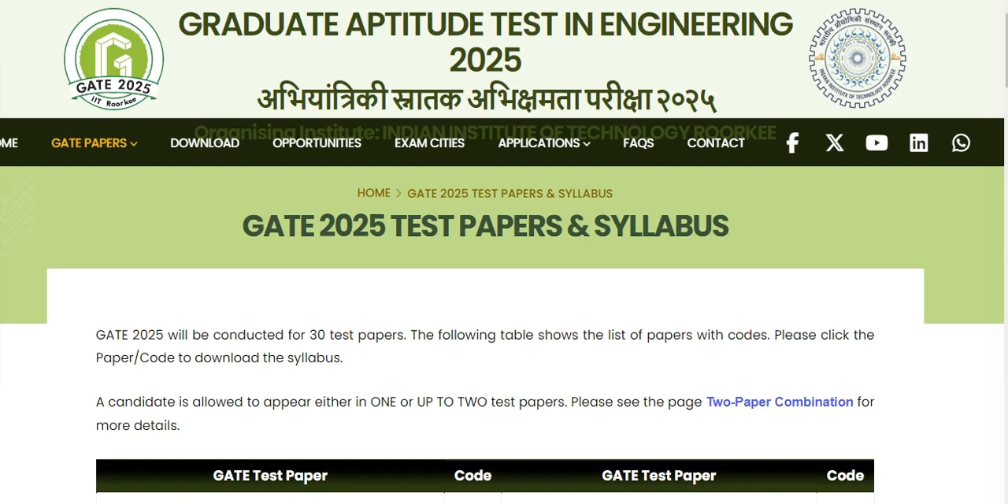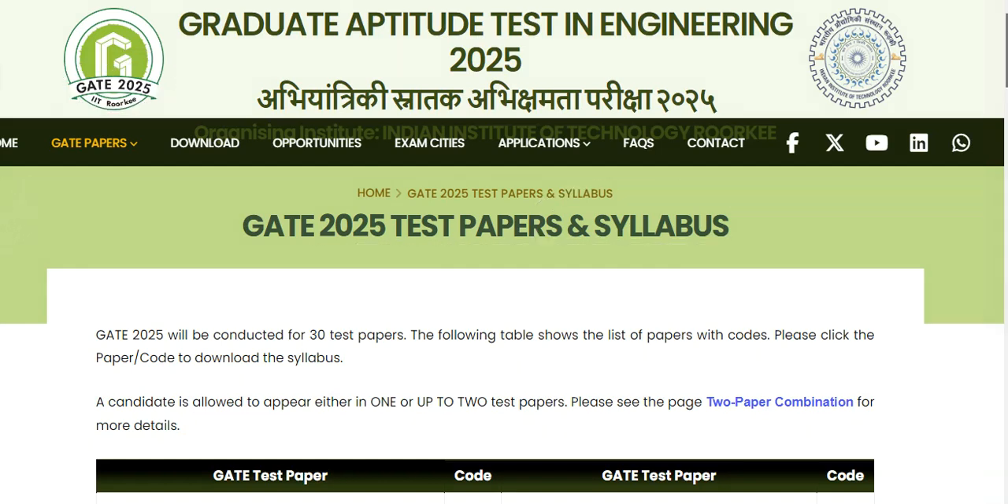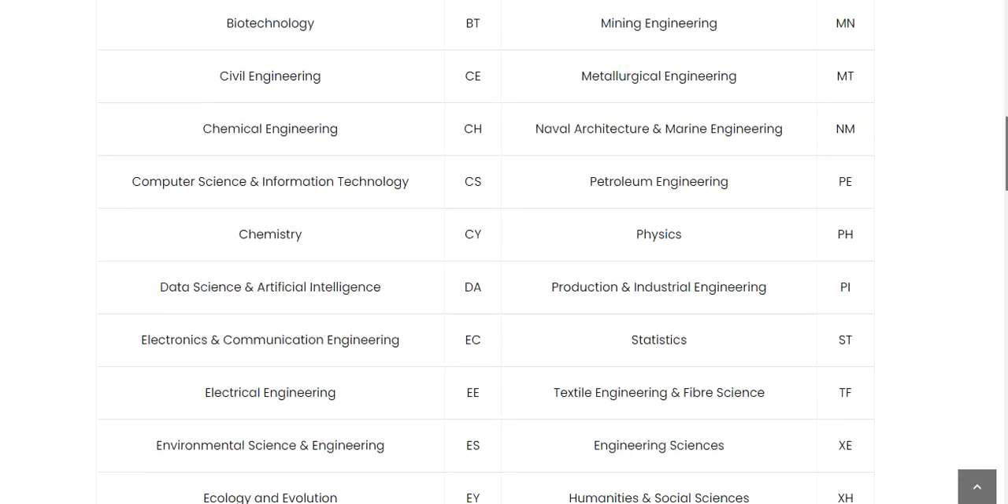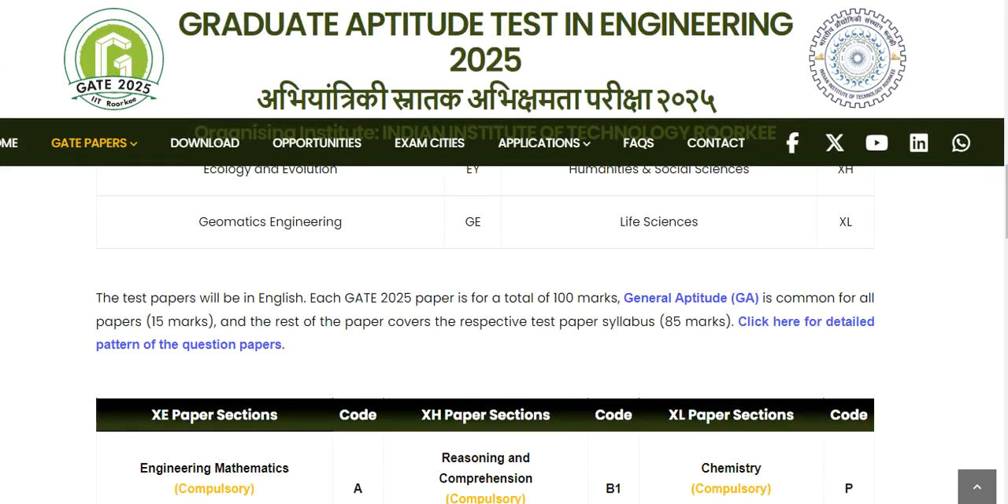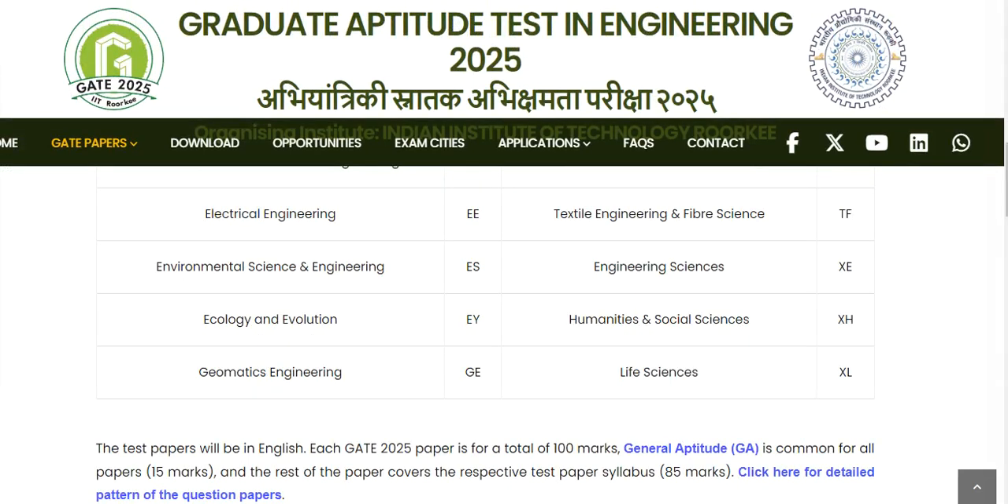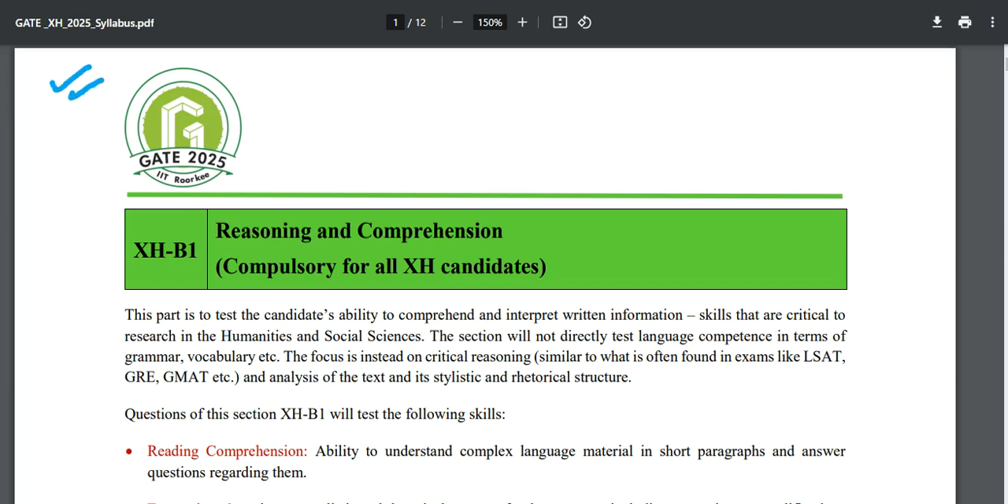And as told earlier, you just have to Google it, GATE 2025, click on the first link, and then click on GATE 2025 test papers and syllabus, and you can get it from here. When you scroll down, you will get the syllabus, I guess. Yes, so you just have to come over here, to Humanities and Social Sciences, XH is your code. You just click on this and this part will open.